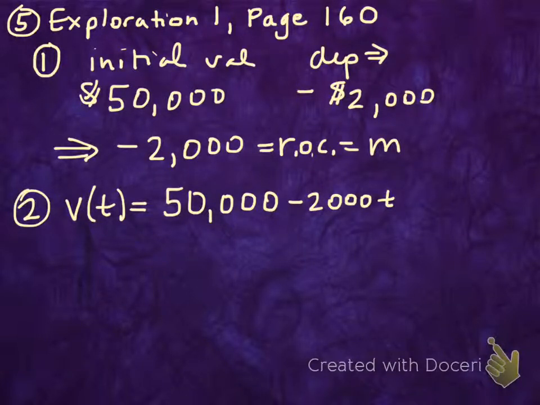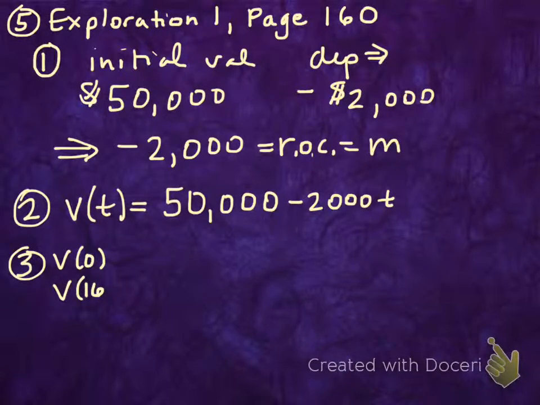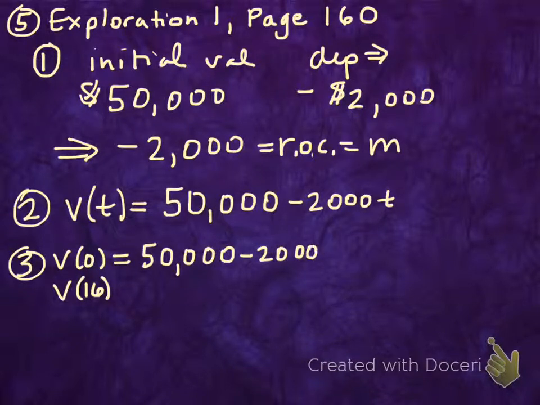And then number 3 says to compute v of 0 and v of 16. In other words, figure out what this building will be worth initially. Well, again, we already know that that should be 50,000, so when you plug in your initial value like this, then when you plug in 0, you should get back your initial value, and we do, because 2,000 times 0 is just 0. So our v of 0 is 50,000.